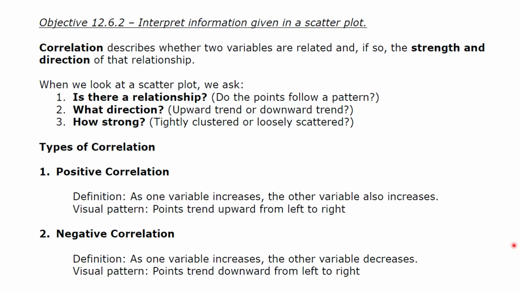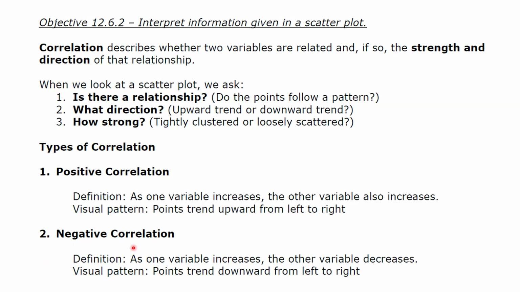Some examples of positive correlation are hours studied versus test scores, meaning more study time usually means higher scores, or height versus weight. Taller people tend to weigh more. Or age of a car versus miles driven. Older cars typically have more miles on them.